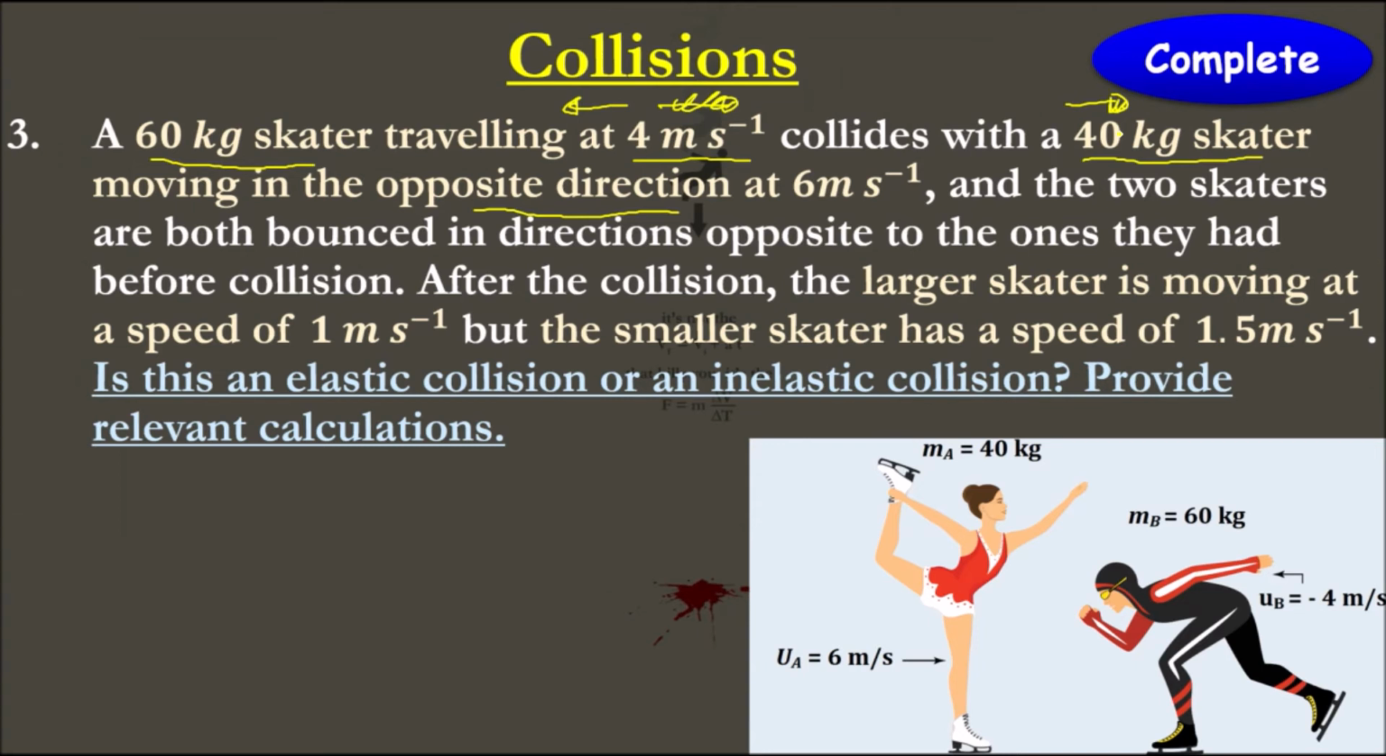So that's what we have. They collide and bounce off each other in the opposite direction. After the collision, the larger skater moves at a speed of 1 meter per second. Let's call that V1. So we'll call the initial speeds U1 and U2 for the second skater. The smaller skater has a speed of 1.5 meters per second. So we'll call that V2.